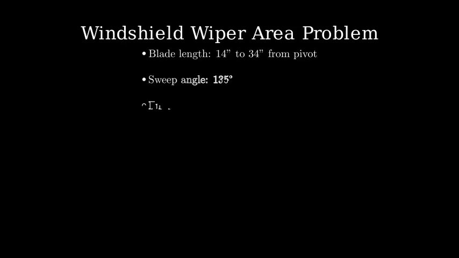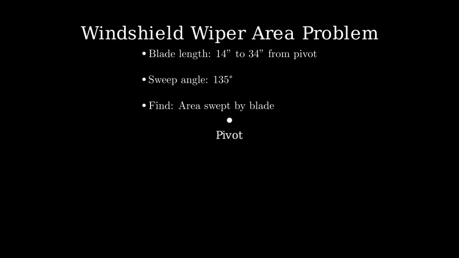Today we'll solve an interesting geometry problem, calculating the area swept by a windshield wiper blade. The wiper blade extends from 14 inches to 34 inches from the pivot point and sweeps through an angle of 135 degrees. Let's start by drawing our diagram.